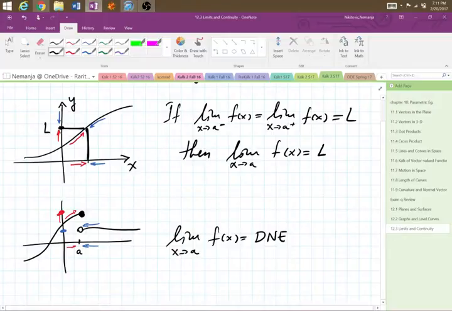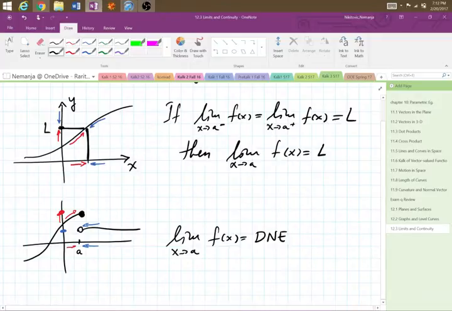Now, both one-sided limits exist. Let's say they're 1 and 2. Okay, blue is 1 and red is 2. It's the overall limit that does not exist because the two one-sided limits gave us different values. So that was the idea of the limit from Calc 1.